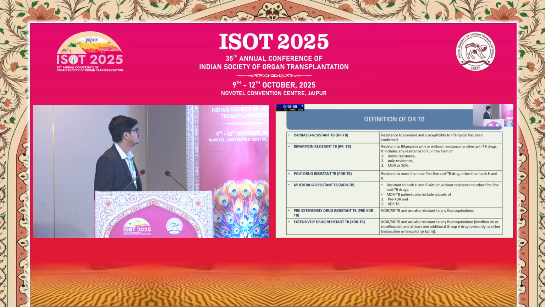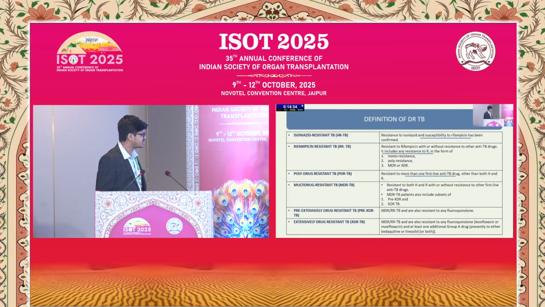These are the different definitions for drug-resistant tuberculosis. If a patient is resistant to isoniazid and susceptible to rifampicin, we call it isoniazid-resistant tuberculosis. If a patient is rifampicin resistant, there are subcategories: monoresistance, polyresistance, and MDR and XDR tuberculosis. In polydrug resistance, the patient is resistant to more than one first-line drug other than isoniazid and rifampicin. In MDR tuberculosis, the patient is resistant to both isoniazid and rifampicin, with or without other first-line antitubercular drugs. Another subset is pre-XDR TB and XDR tuberculosis.